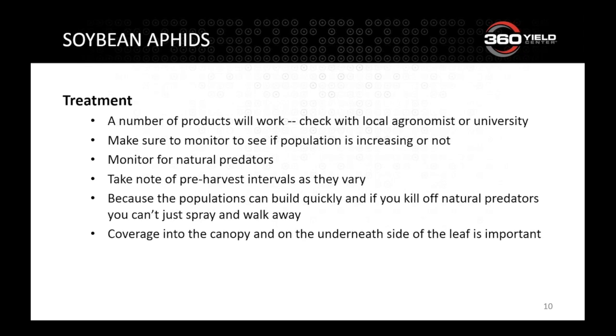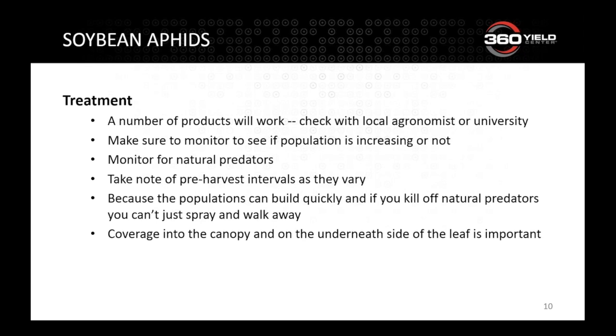Again, make sure you monitor to see if the populations are increasing or not. Check for natural predators just before you go out and spray. Again, you kind of got to look at the situation, examine all the factors. If the population may be declining and you start to see more and more predators, and the temperatures are hotter, maybe you don't necessarily spray. And by the way, if you're not necessarily in the R stages. So the other thing I would encourage you to do is make sure you take note of pre-harvest intervals. There are some pretty long pre-harvest intervals on some of the products you might use and shorter ones on others. So just be aware of the products you're using, be aware of the pre-harvest intervals.